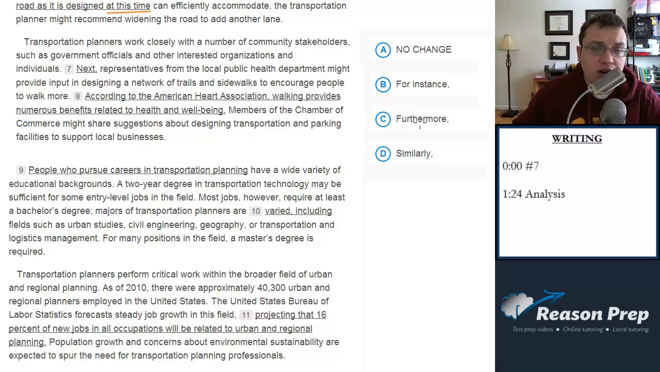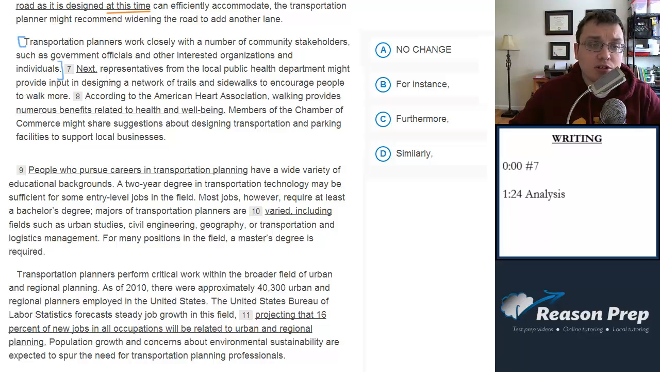So this is a question where it's not about grammar, because these are all grammatically correct, but it's about which choice provides the best, essentially, transition from the previous part of the paragraph into the next part. So in the first opening part of this paragraph, we give this statement that these planners work closely with these community stakeholders, with groups that might have an interest in this type of work.